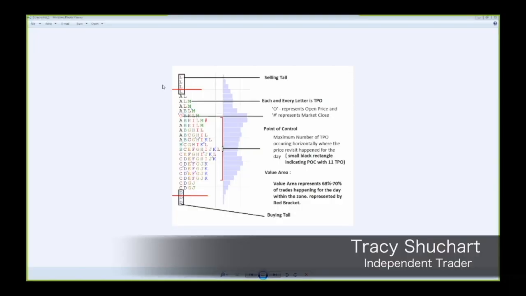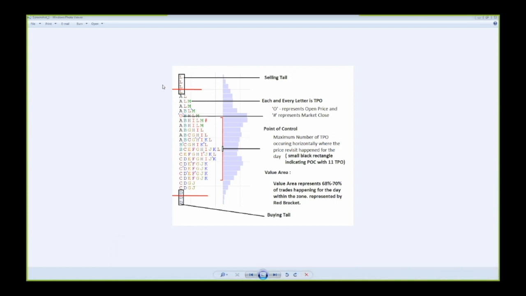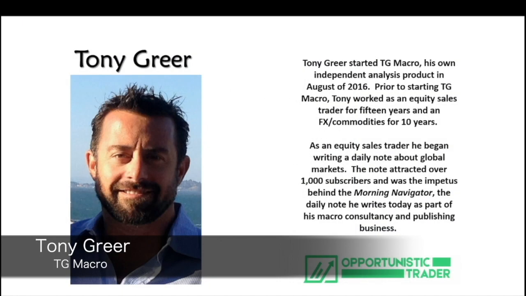Like a perfect, ideal-looking TPO structure would look like, just to give you an example. Each letter or block represents trading for a specific time block at a specific price. In other words, each block represents a point in time where the market touches the price.